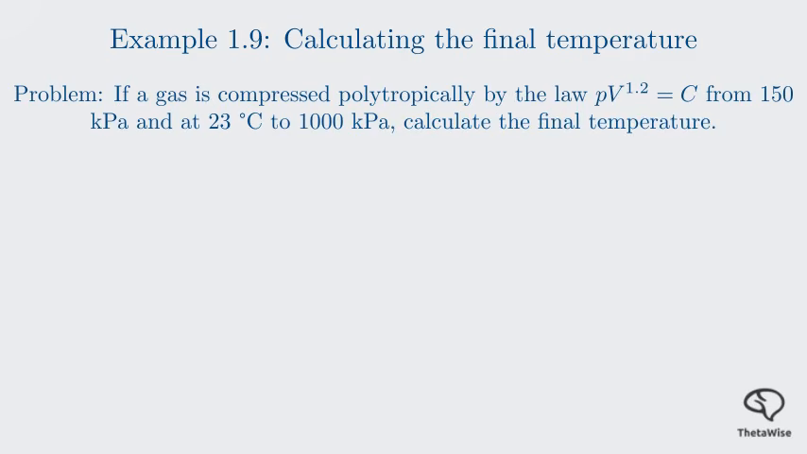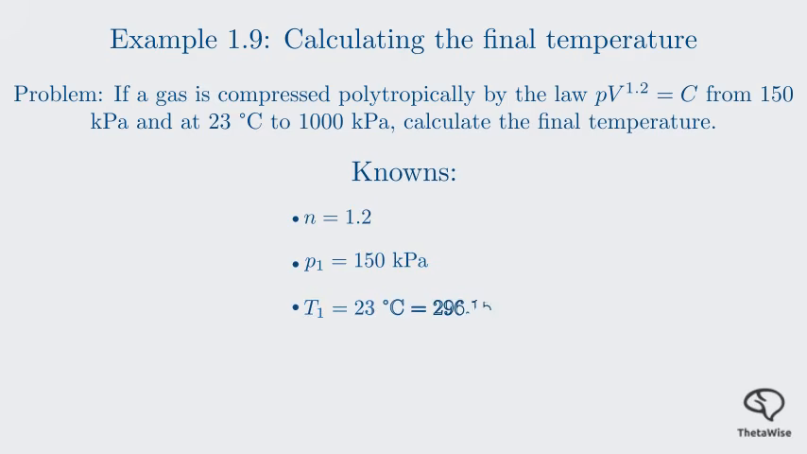This problem is straightforward because we only need to use one of our state relationships to find the final temperature. We know the initial pressure, P1, is 150 kilopascals. The final pressure, P2, is 1,000 kilopascals. The initial temperature, T1, is 23 degrees Celsius, which is 296.15 Kelvin, and the polytropic index n is 1.2. We need to find the final temperature, T2.